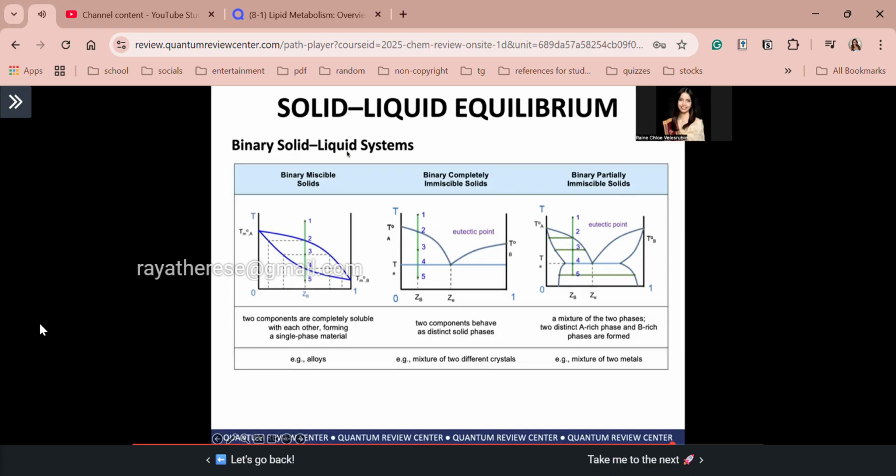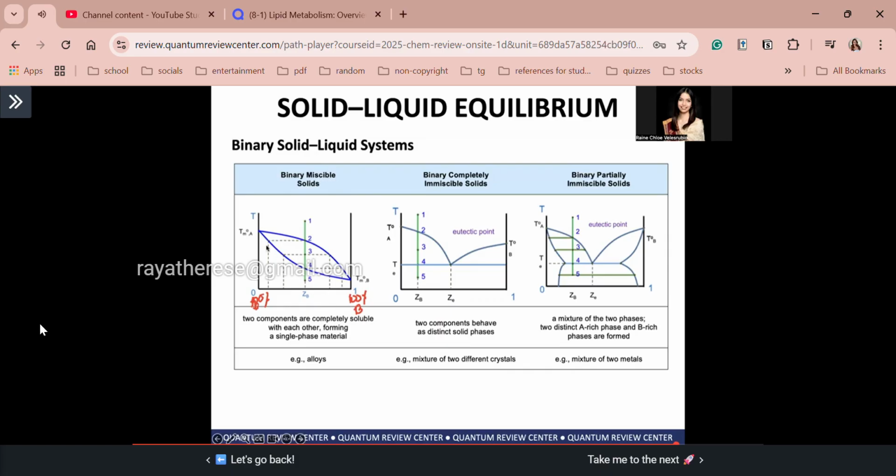So for the first type, we have the binary miscible solids. So for the binary completely miscible solids, you have two solids that mix perfectly at all ratios. And magpo-form sila ng one single solid phase, parang alloy. So let's look at this graph. Here on the x-axis, you have the composition. So that is from 0% B to 100% B. And the y-axis, you have the temperature. Now, the smooth curve here shows how the melting point changes between pure A and pure B.